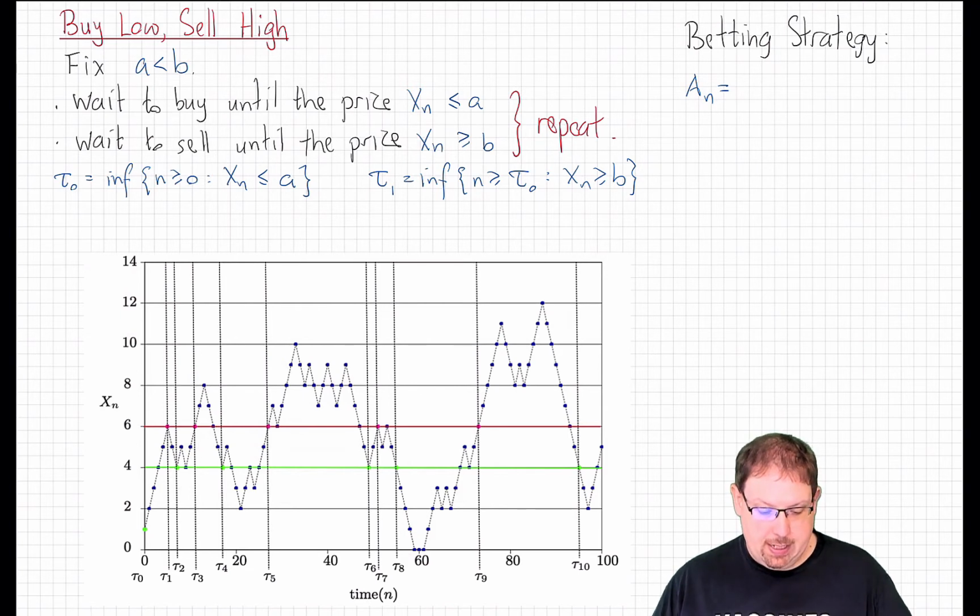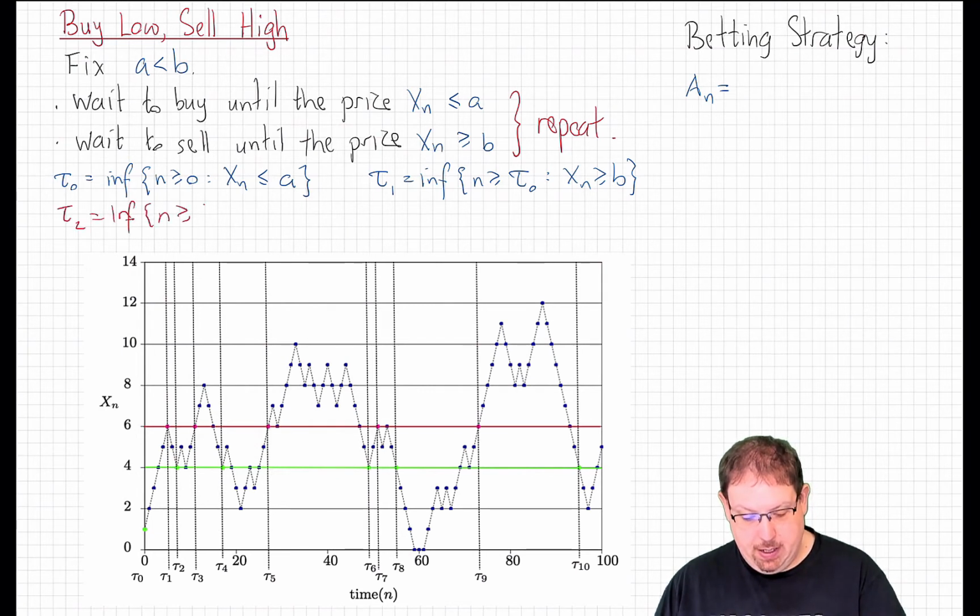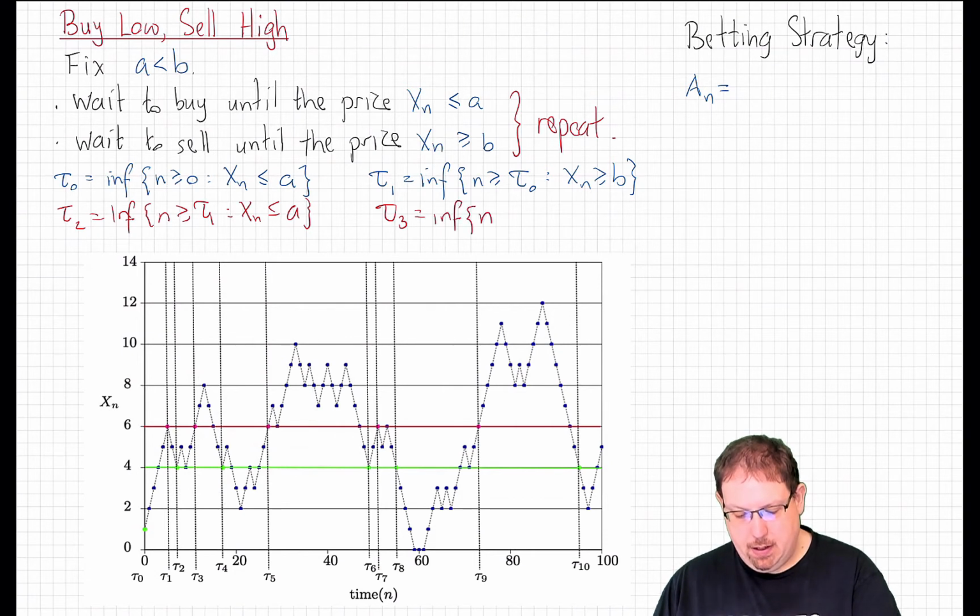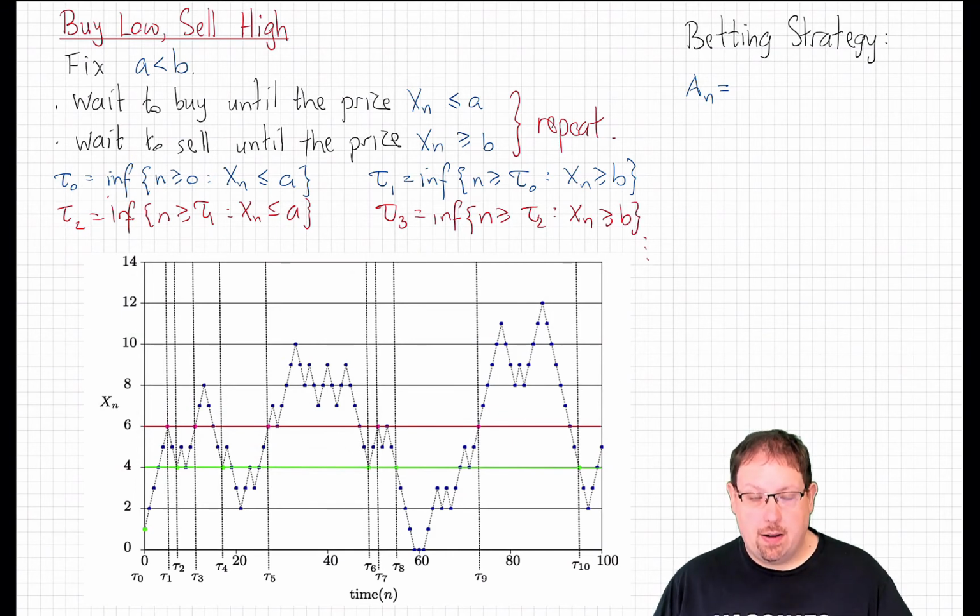So, to be precise, let's fix the stopping times that are involved with this strategy. Tau 0 is the smallest time that the price drops below A. Tau 1 is the smallest time bigger than tau 0, where the price rises above B. Then tau 2 will be the smallest time bigger than tau 1, when the price again drops below A. Tau 3 will be the smallest time later than tau 2, for which the price rises above B, and so on. Here's a graphical representation.